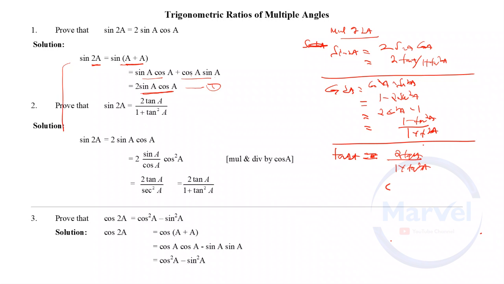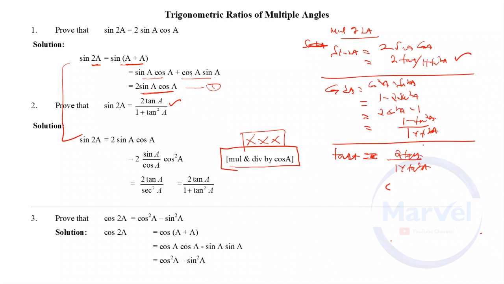Say same sin 2A only, but here in terms of sin and cos, here in terms of only tan. The second formula is only tan. Very simple technique. This stage is very, very important. You will forget in the exam. This is a very dangerous step. So what is the step applied?